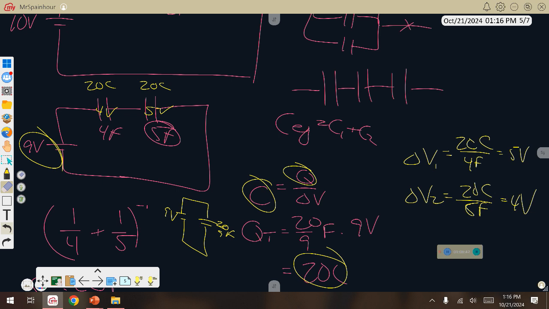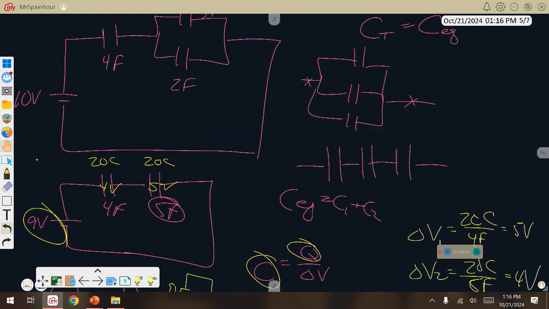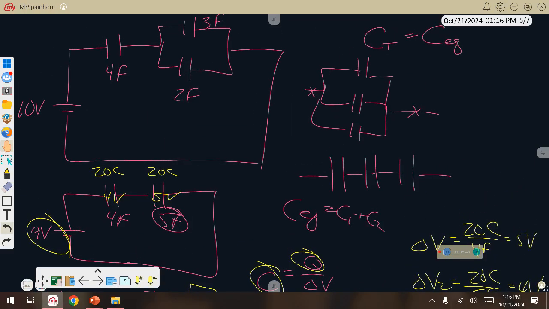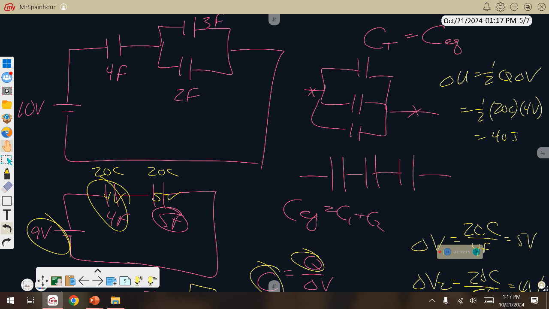Yes? Now I said at the beginning that we were going to try to find the voltage and the charge on every capacitor. Do we know the charge on this guy? Yes. Do we know the voltage? Yes. So if I wanted to figure out how much energy that was storing, that would be 20 coulombs times 4 volts. That stores 40 joules. This capacitor here stores 40 joules.